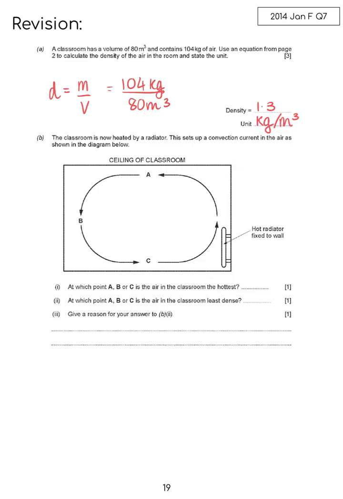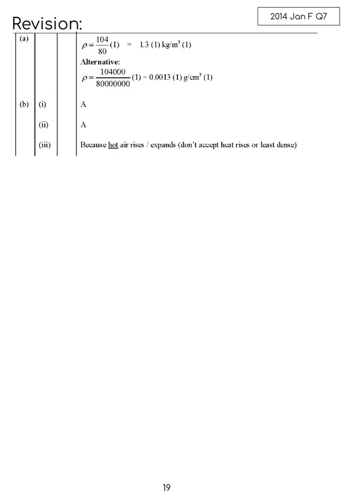Part B is now talking about a convection current. We have a radiator and we have 3 points in the room, A, B and C. Where is the air going to be the hottest? It's going to be A, because hot air rises because it's less dense, and that helps us with part 2 here. Where is it the least dense? Also A. And give a reason to your answer, and we're going to say hot air rises. And here's the mark scheme for that question.